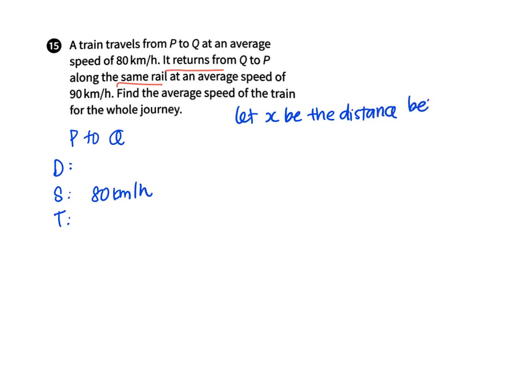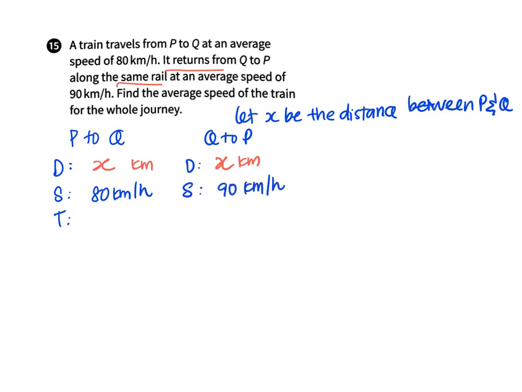So what I'm going to do, I'm going to let X be the distance between P and Q. Okay, so X is the distance between P and Q. If that's the case, from Q to P, my distance is also X kilometers. But the speed is now 90 kilometers per hour. And the time taken, I'll need to find.